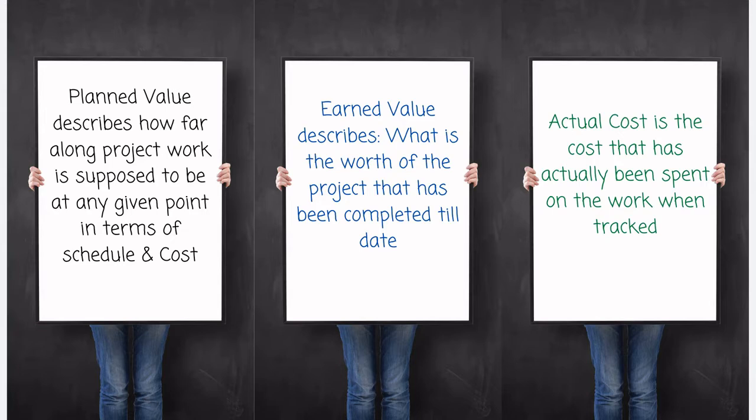Planned value describes how far along the project work is supposed to be at any given point in terms of schedule and cost: how much time a particular activity will require and how much cost it requires. Talking about the earned value, it describes that for whatever work has been done till now, what is the worth of it as we had planned in the beginning. The actual cost is the cost that has actually been spent on the work when being tracked.